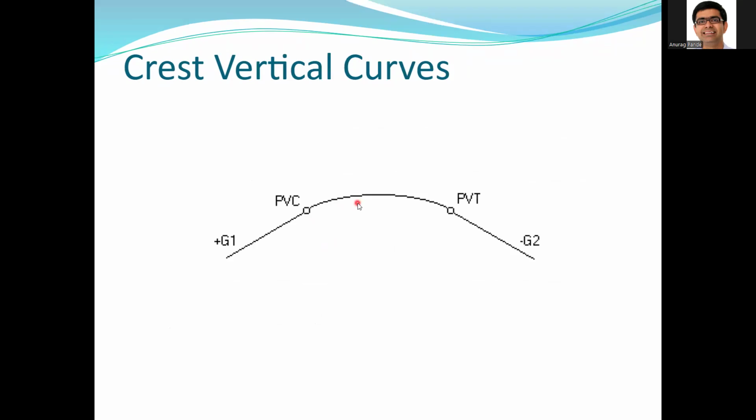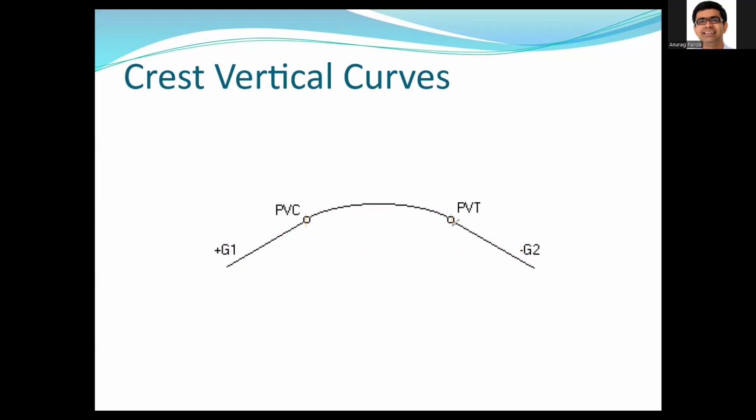In crest vertical curves, we are connecting a G1 grade, it seems like it's an upgrade here, to a negative grade that's G2. Okay, so if you're connecting an upgrade with a downgrade, and you have a curve here, that is what we call the crest vertical curve. Starting at this point right here, the curve begins and the curve ends at this point. So before the PVC, we call it point of vertical curvature, PVC.